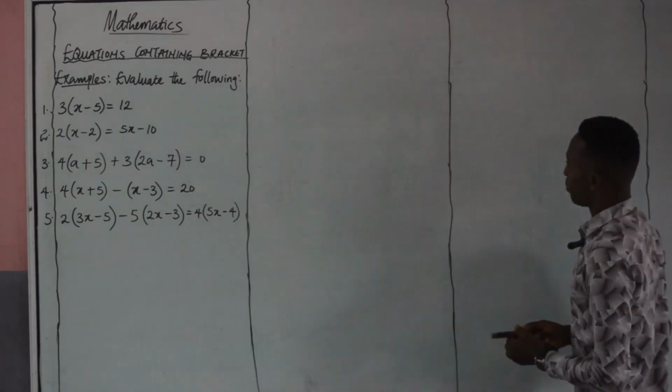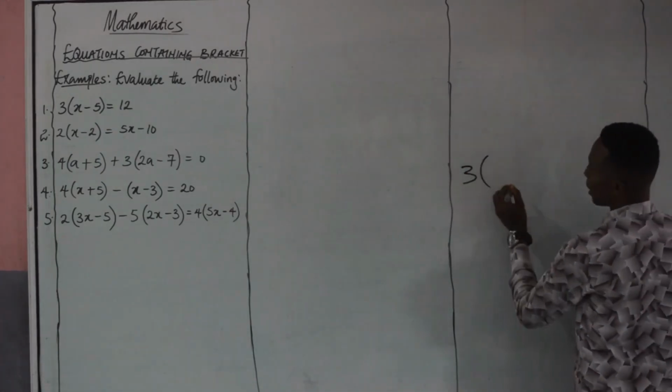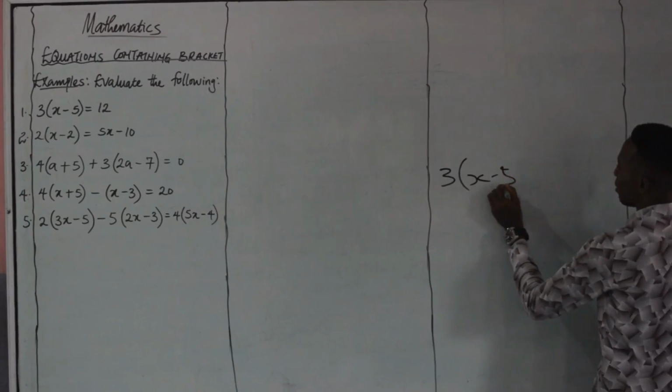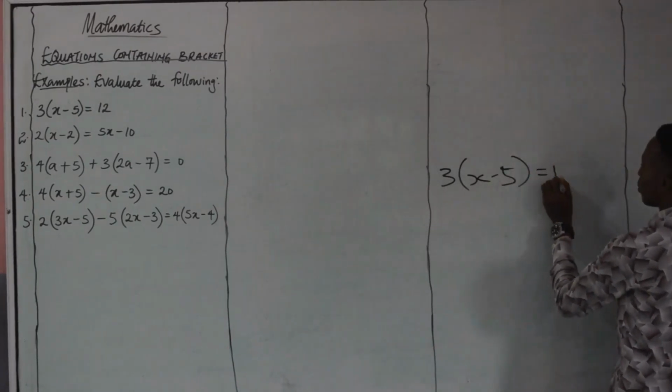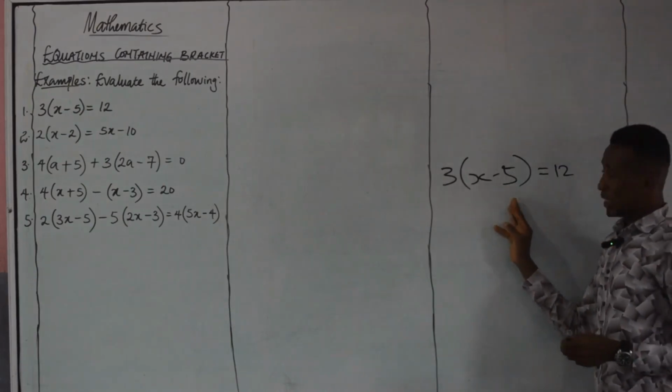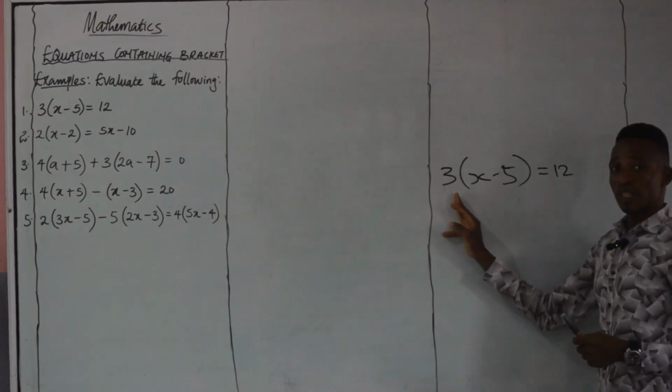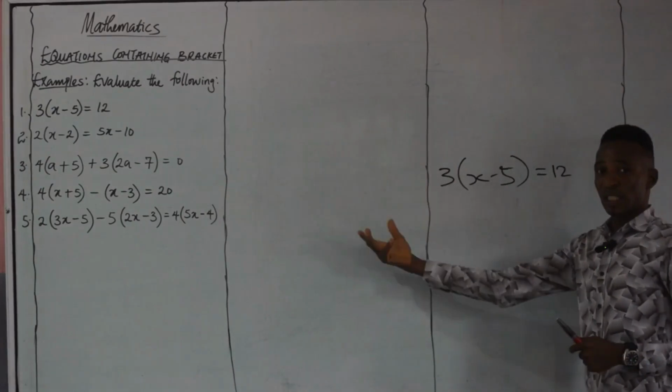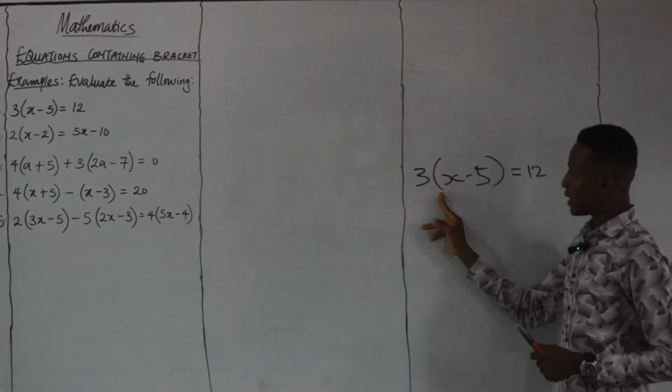Now let's look at the first one. When we have 3 into bracket x minus 5, everything equals 12. With this question that we have here, there is something that we need to observe, which is a bit different from what we have been solving initially, and that's the concept of this bracket.